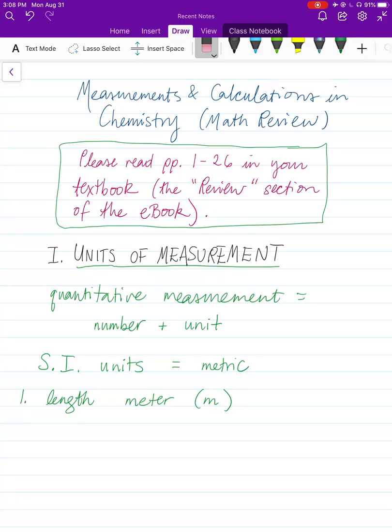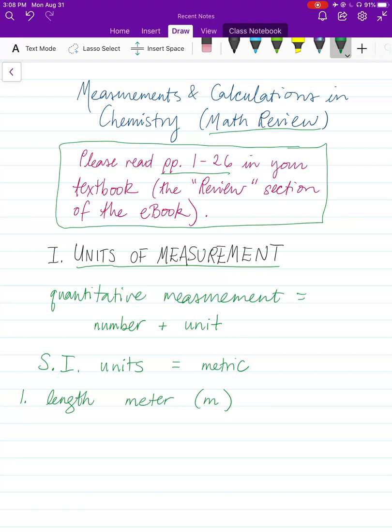Hello, and welcome to our discussion of measurements and calculations in chemistry. This is really a math review, and what everybody should do as they are studying their material is to read the section of the book that is entitled Measurements and Calculations in Chemistry. In the actual hard copy textbook, this is pages 1 through 26. In the ebook, it's the review section just right before chapter 1.